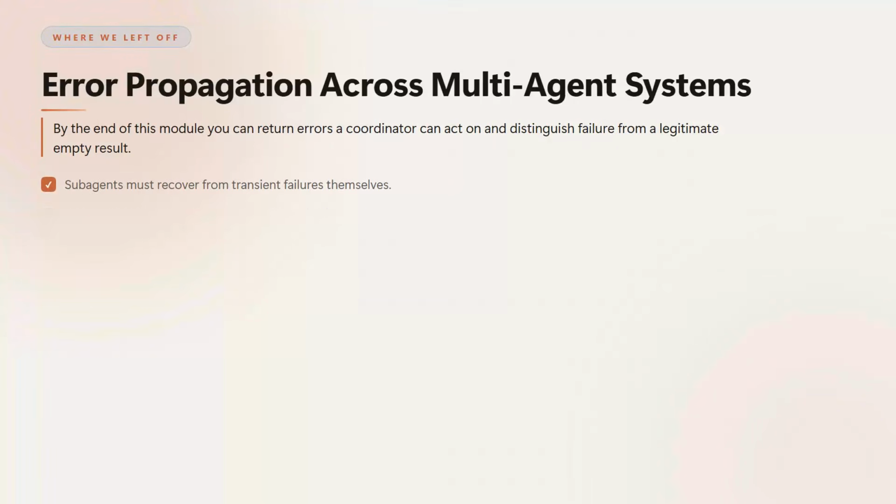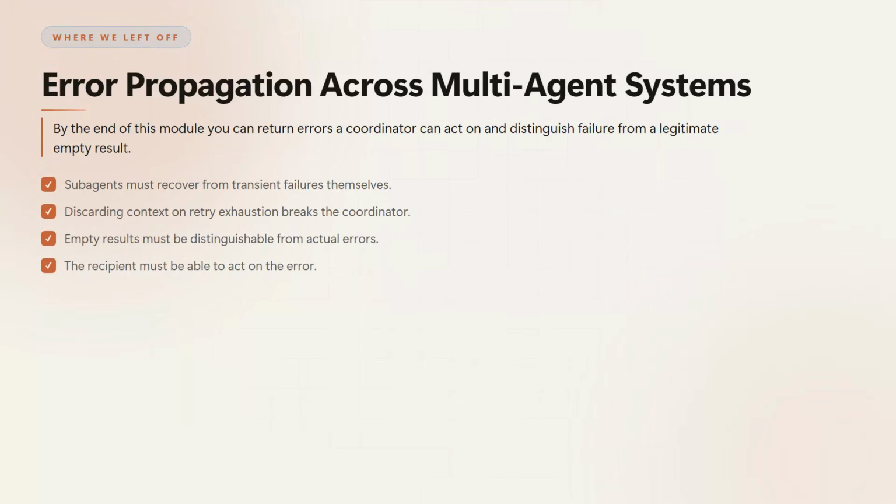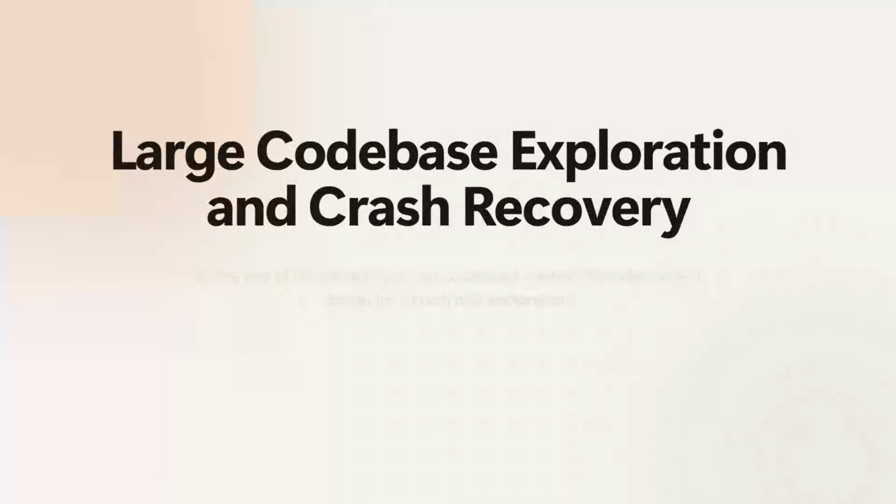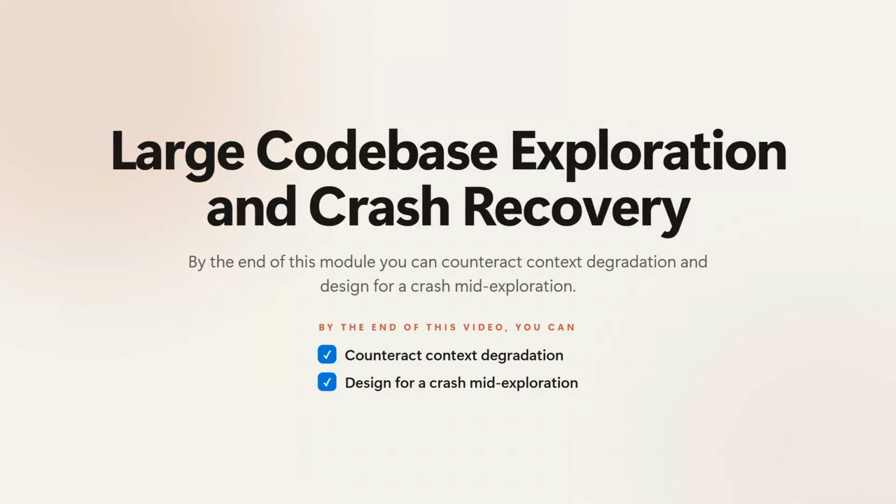We've now built error handling that lets a coordinator act on failures and tell the difference between a real error and an empty result. Next, we push into large codebase exploration, where context degrades fast and a crash can wipe out progress. This module shows you how to counteract the degradation and design your system to recover cleanly when exploration gets interrupted. By the end of this module, you can counteract context degradation and design for a crash mid-exploration.